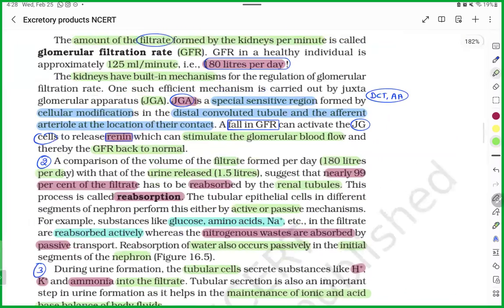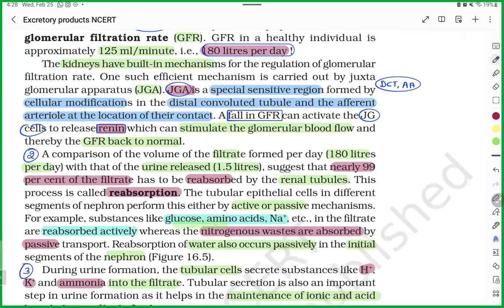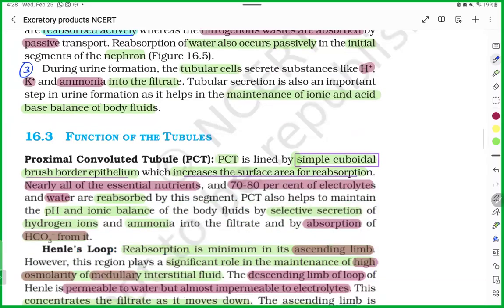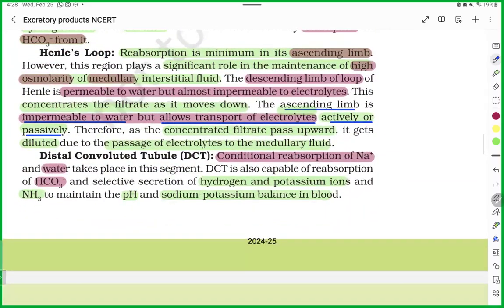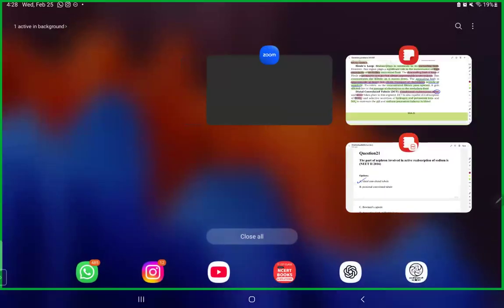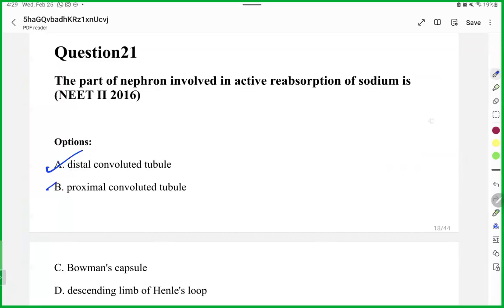For example, glucose, amino acid, sodium are filtrated and reabsorbed actively. Active reabsorption. In the DCT, there is conditional reabsorption in specific conditions. This is more common in the PCT. More common in PCT.